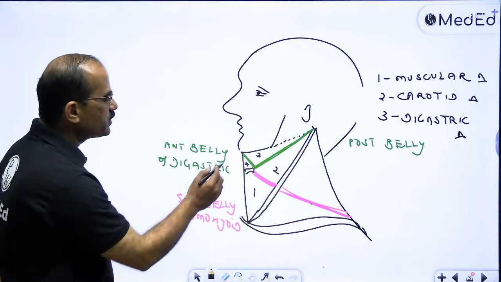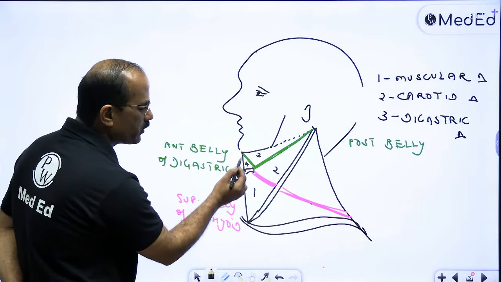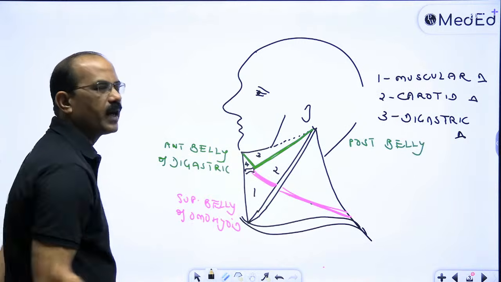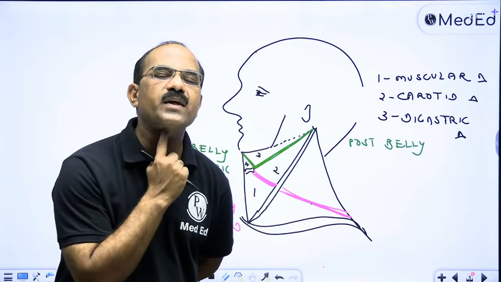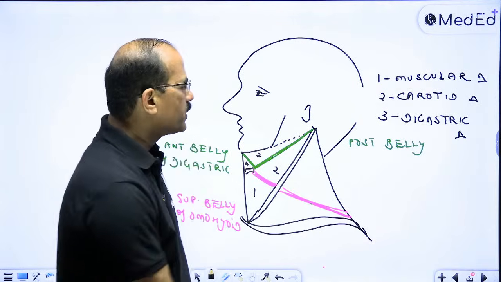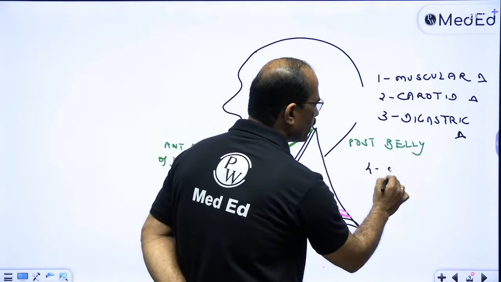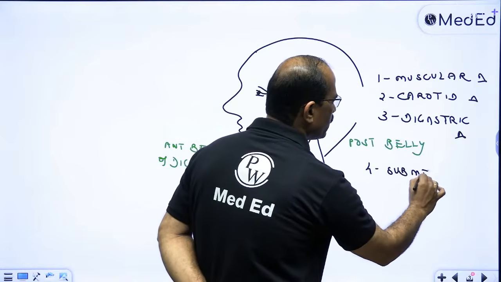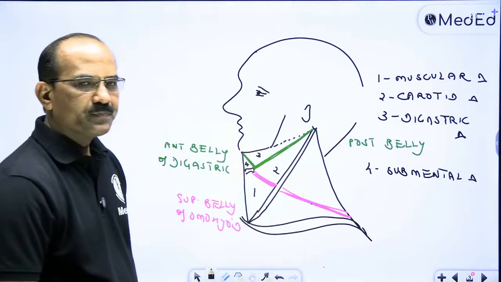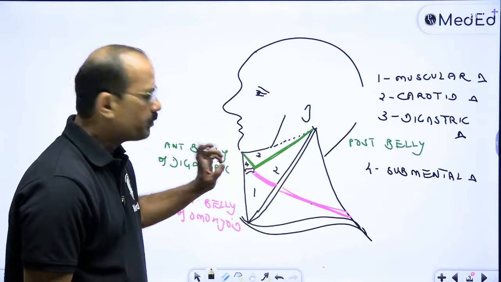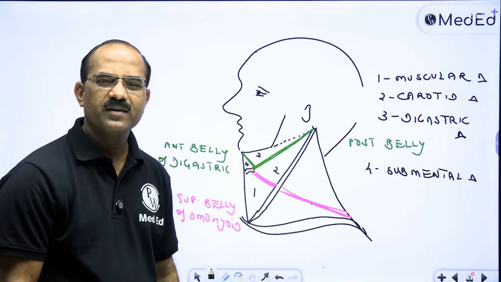And now come to this last triangle, number 4: the midline of the neck, the anterior belly of digastric, and the hyoid bone. It's just below the chin. This is what we call the submental triangle. So this is the submental triangle. Perfect? Very good.